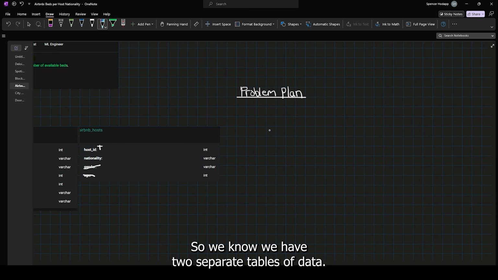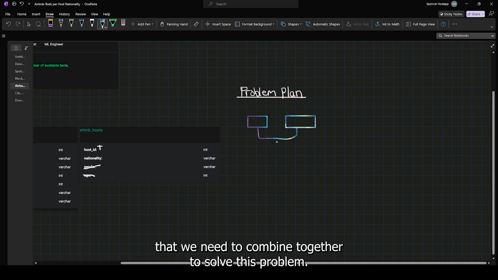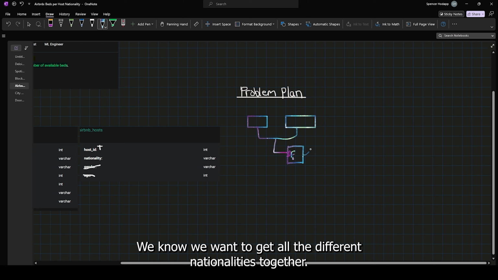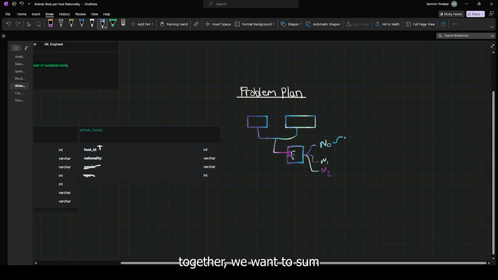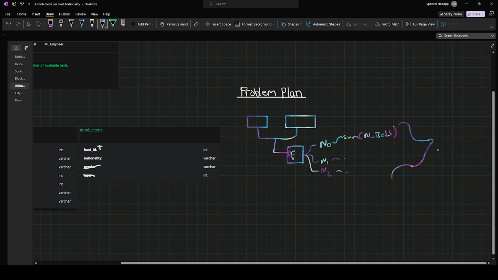So we know we have two separate tables of data, and we know we have information in both of those tables that we need to combine together to solve this problem. So let's go ahead and call this df0. Inside of our df0, we know we want to get all the different nationalities together. And once we have the different nationalities together, we want to sum the number of beds. And we want to do the same here and here. And then finally, we're going to take everything together and sort it high to low.